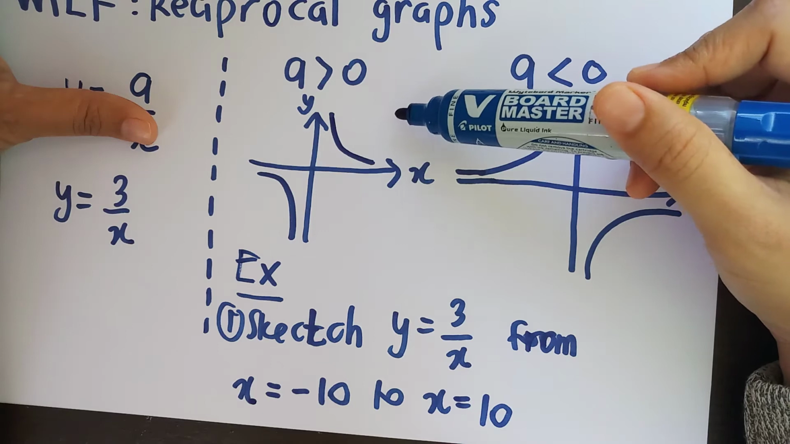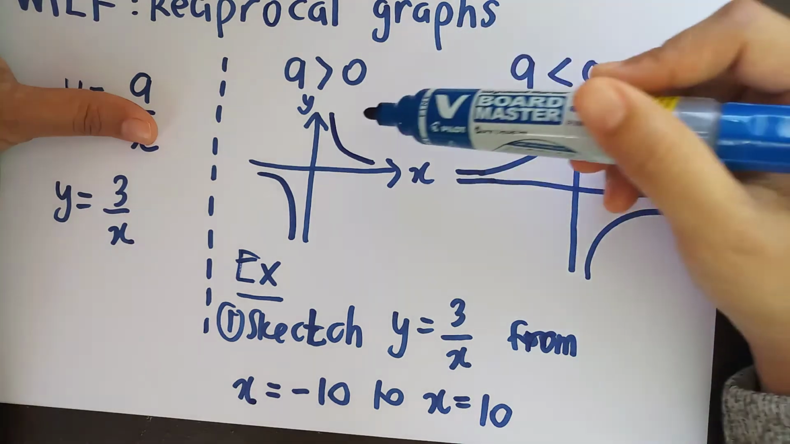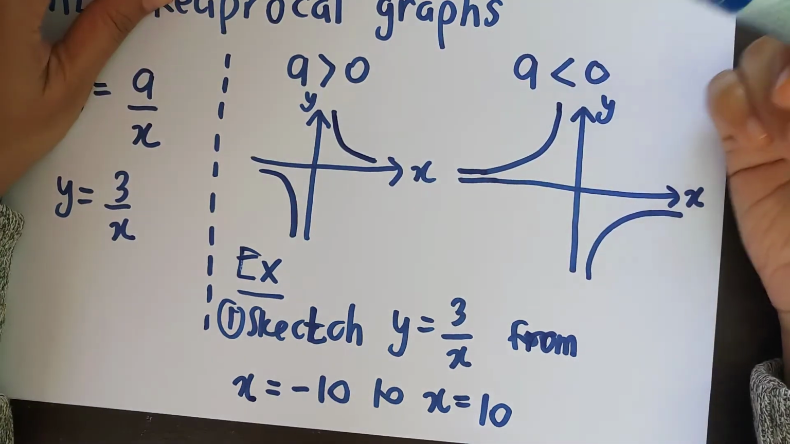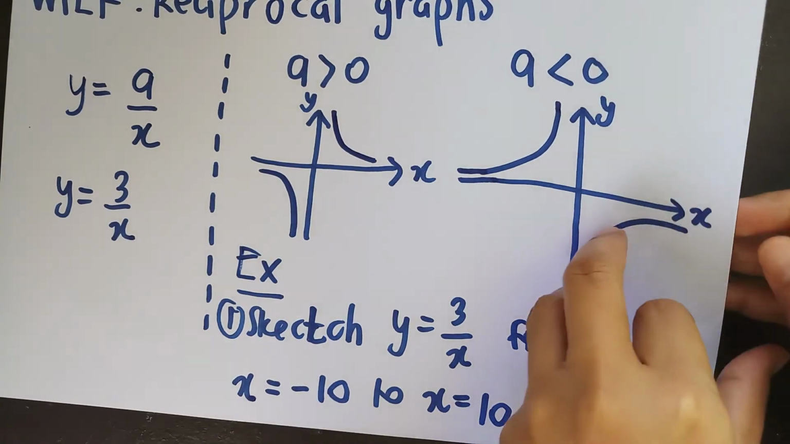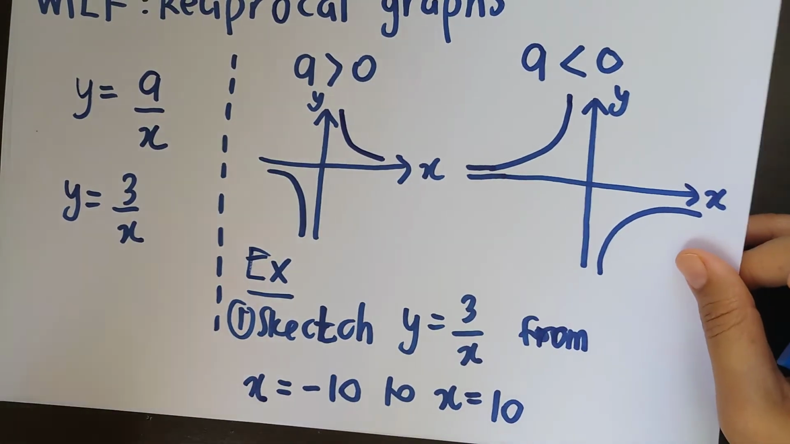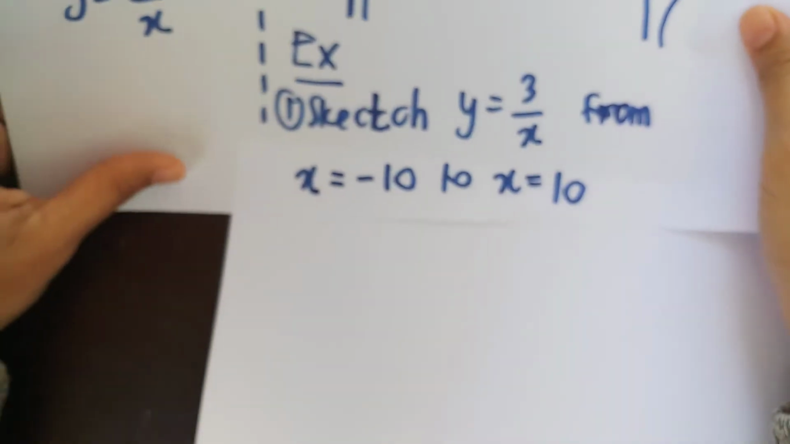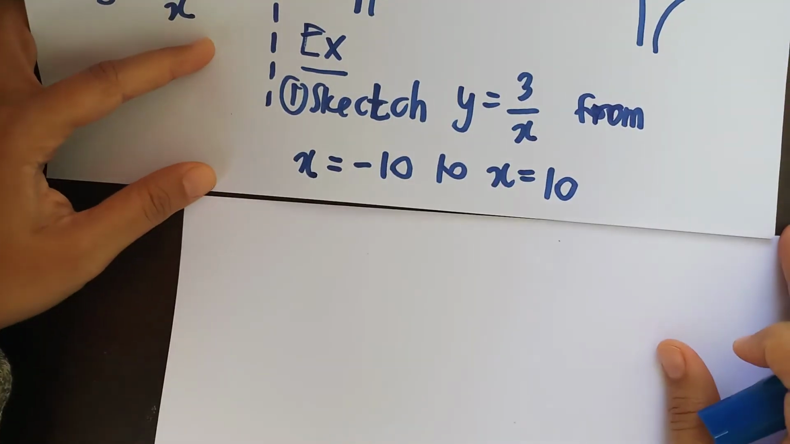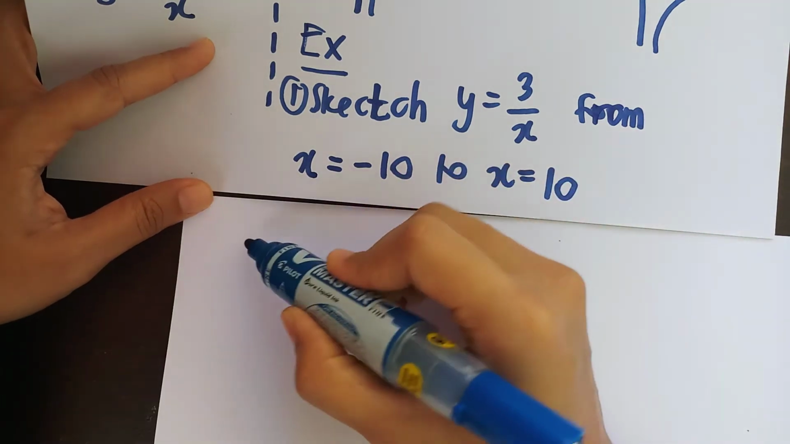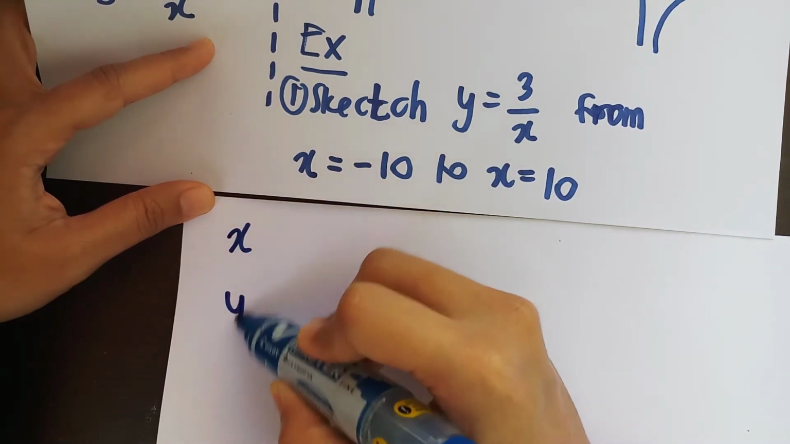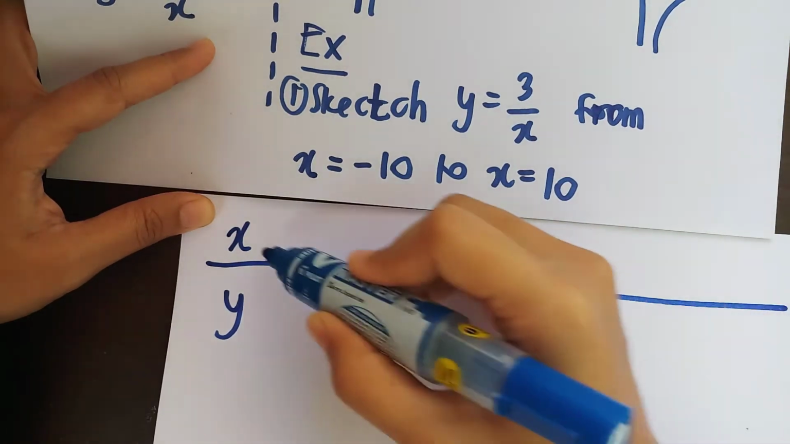Now you need to know that when a is positive, that is the basic shape of your graph. So you will come up with that graph later. How do we do this? You need to do the table. When you are asked to sketch, make sure you do the table. So you put x and then y, and draw the table.